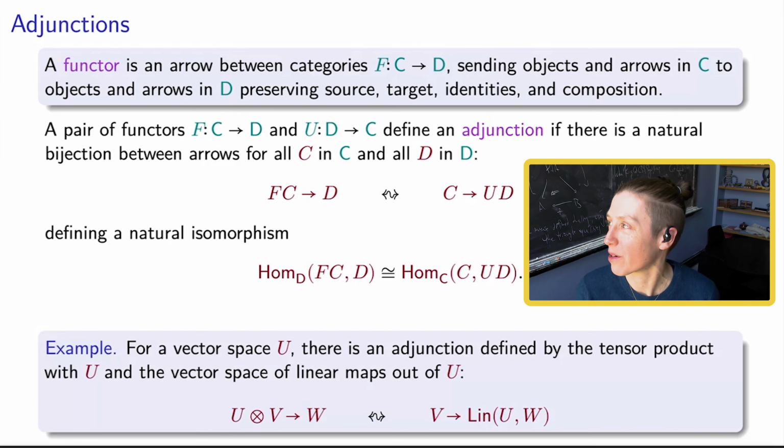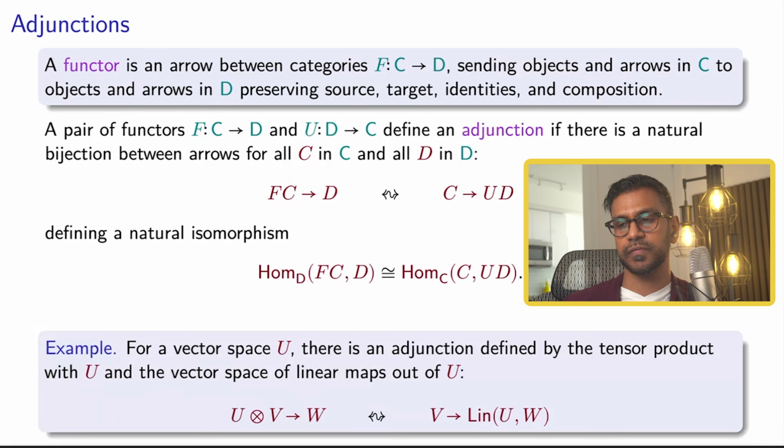The other operation, which is forming the vector space of linear maps out of U, is another functor, and those two functors are adjoint. And what that means in practice is that if I have a linear map from U tensor V into W, then that corresponds in a natural way to a linear map from V to the vector space of linear maps from U to W. This is the operation that I called currying and uncurrying before. There's something similar that happens in the category of sets where it's often called currying and uncurrying. So the correspondence between the linear maps or the arrows of these two different forms is what's called an adjunction.